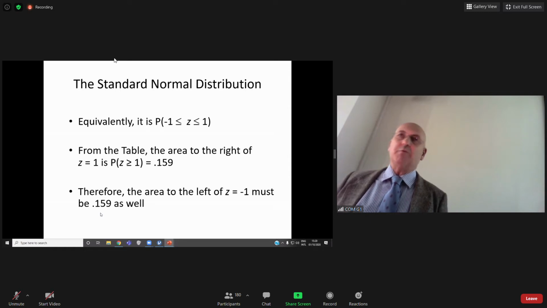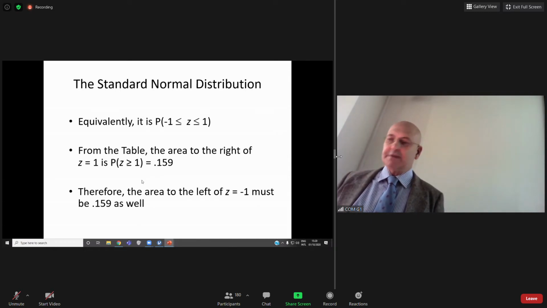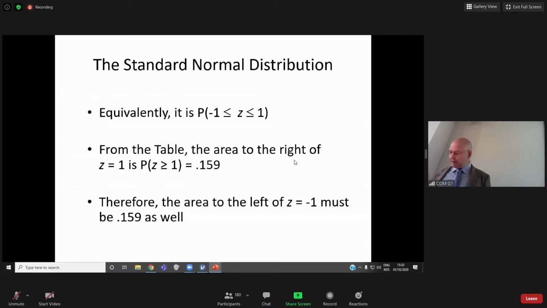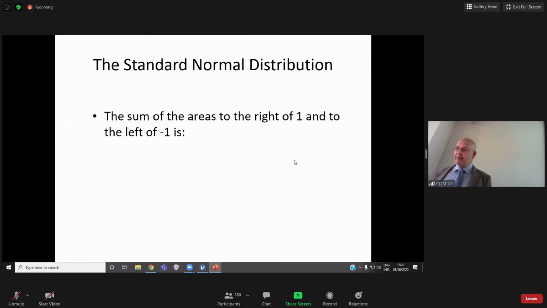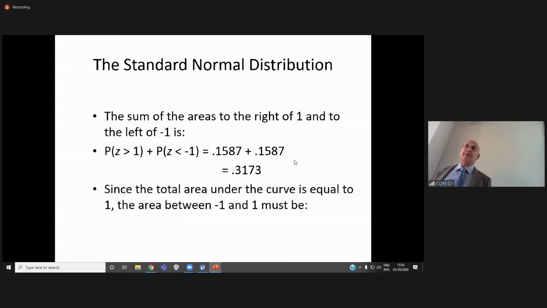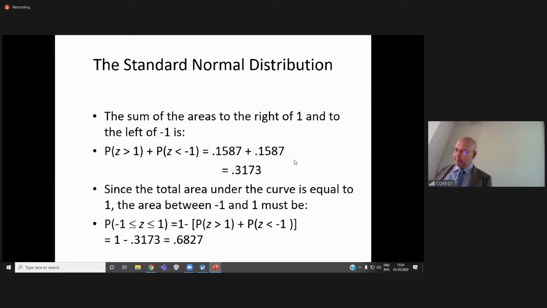Table of 0.159. Okay, so these two numbers are the same, and these are the two tails, but actually we were asking for the area in the middle, right? So we need to add these two together and then subtract from 1, because the whole area under the table is 1, right? So when we do that, we get this at the bottom.